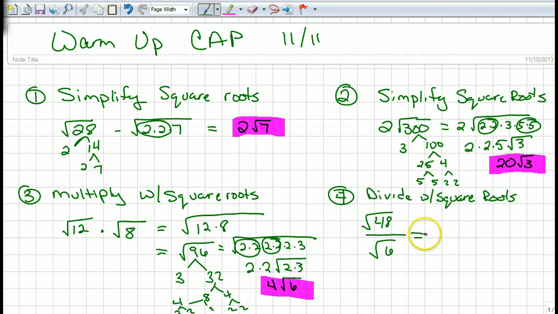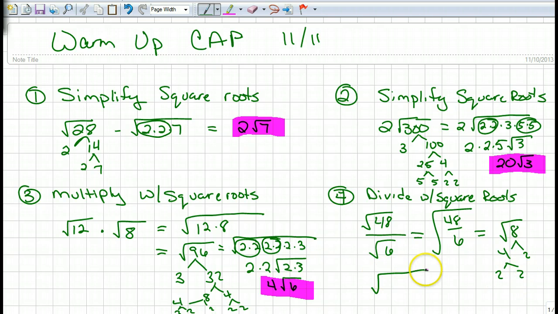Okay, the same rule goes for dividing that we did with multiplying. You could put the entire thing underneath one radical. So this would be 48 divided by 6, which is the square root of 8. You can break that 8 down into 4 and 2 and then 2 and 2. So you have one pair of 2's that you can pull out of the radical. So that would be 2 square roots of 2 is your answer on that one.